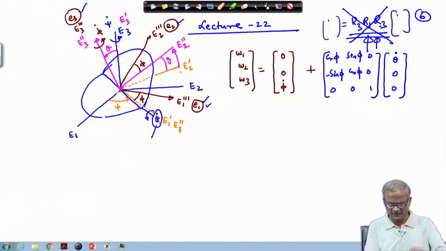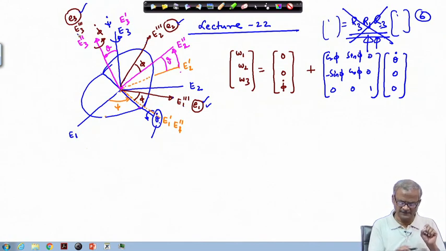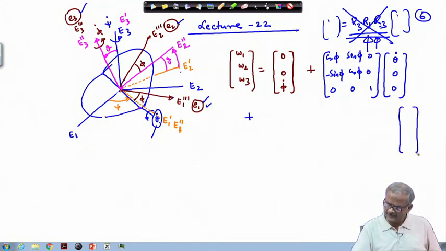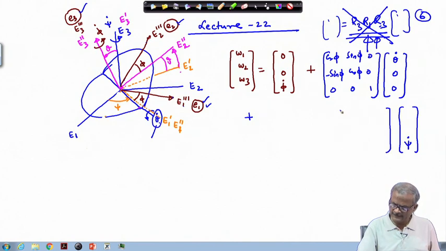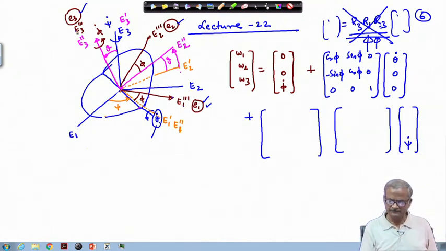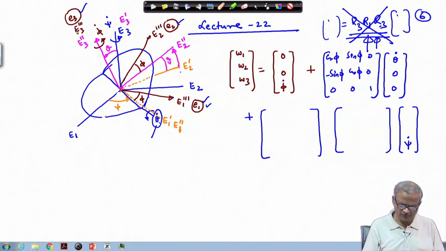So, theta dot is one component which we are trying to finally convert to E 1 triple prime, E 2 triple prime, E 3 triple prime. The last one that remains is psi dot. Psi dot is again along the z axis, and how many rotations do we need to give to finally convert it into E 1 triple prime, E 2 triple prime, E 3 triple prime? We need to give two rotations.